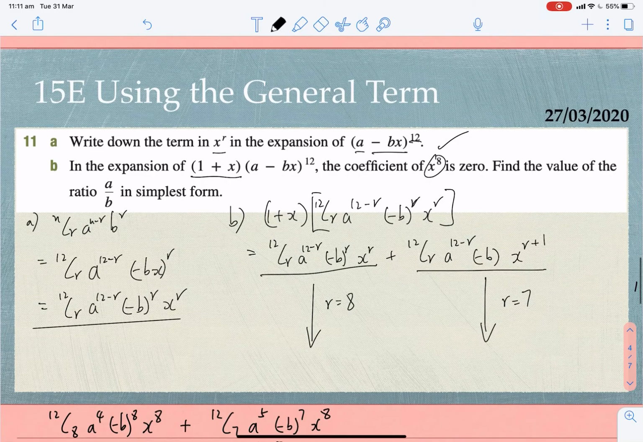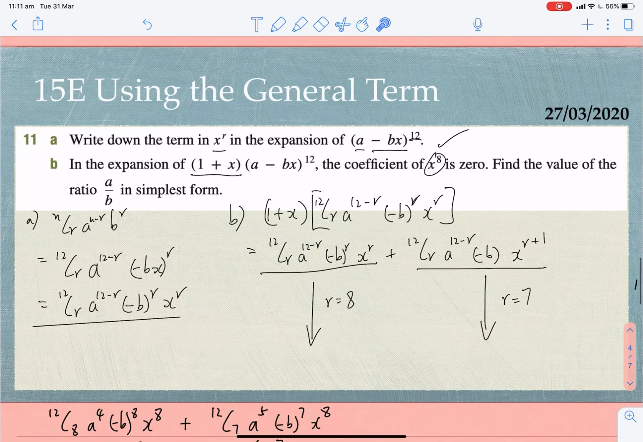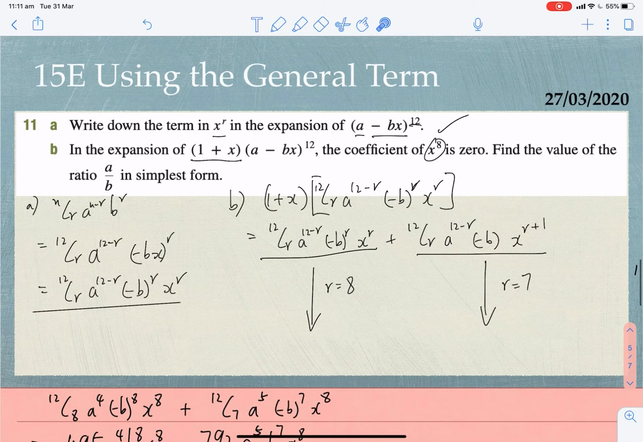So the first bit, we are substituting r equals 8. So there will be 12 choose 8, a to the power of 12 minus 8, which is 4, negative b to the power of 8, and then x power 8. So we got that. The first one is easy.